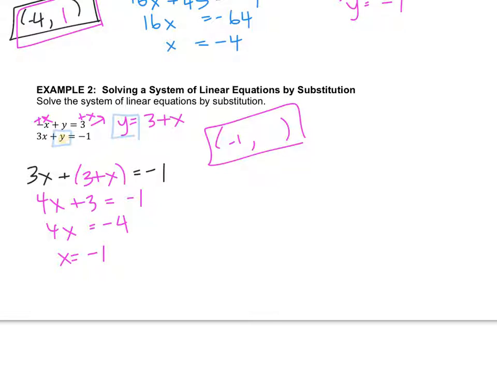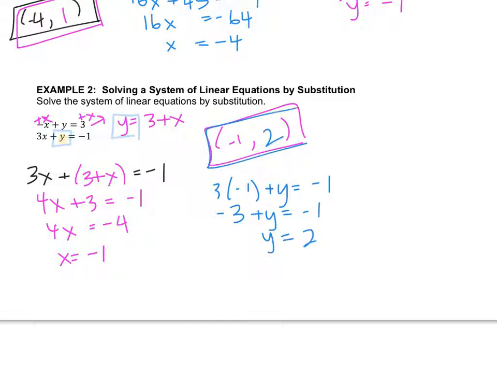I'm actually going to pick the second equation because I would prefer to avoid having to deal with this negative coefficient for the x. But again, it doesn't matter. So 3 times -1 plus y equals -1. So that gives me -3 plus y. Then I add 3 to both sides, and I get that my y value is 2. So the intersection point is -1, 2.